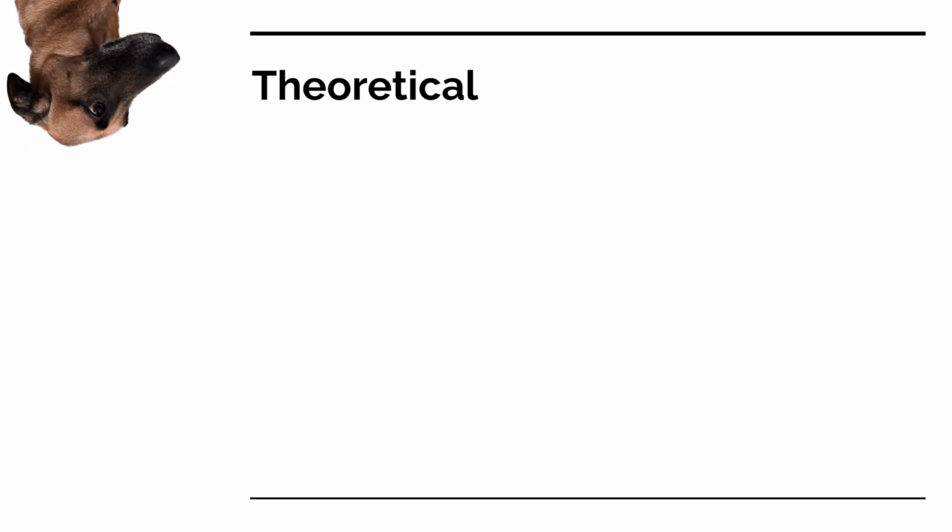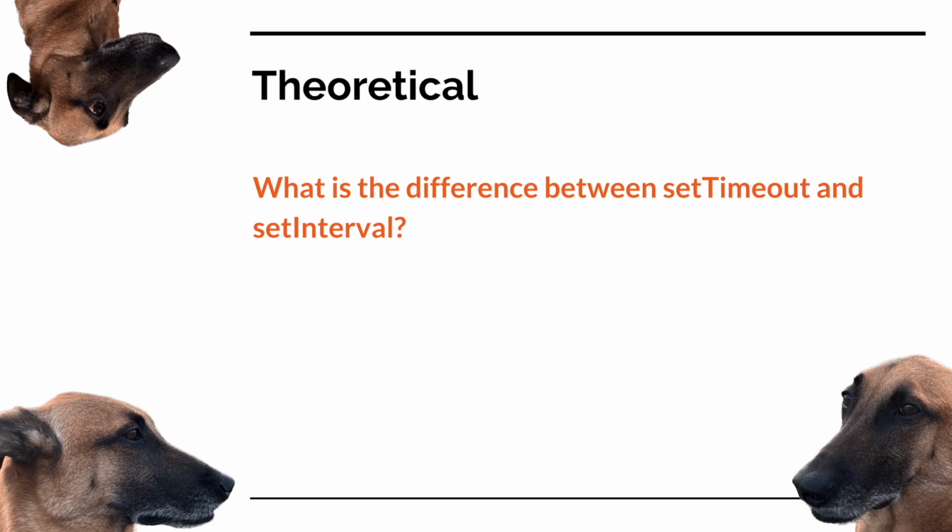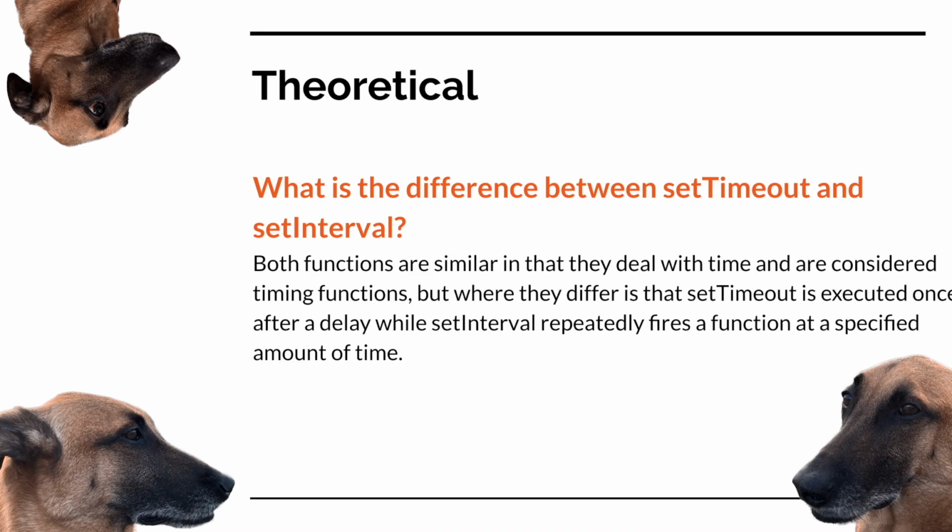On to some theoretical questions. So what is the difference between setTimeout and setInterval? Both functions are similar in that they deal with time and are considered timing functions. But where they differ is that setTimeout is executed once after a delay, while setInterval repeatedly fires a function at a specified amount of time.